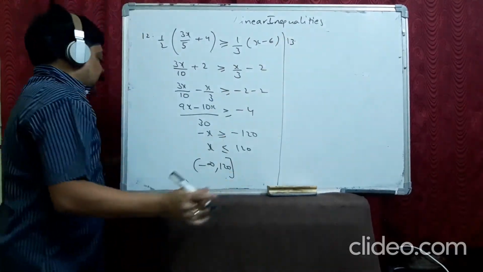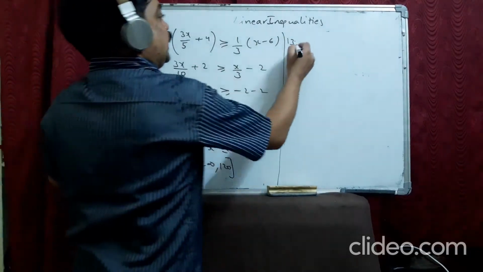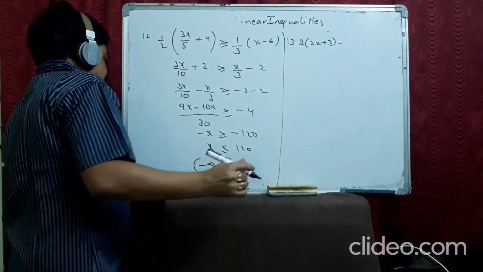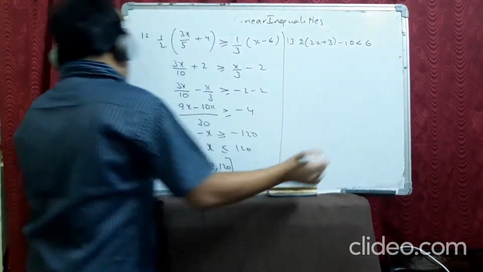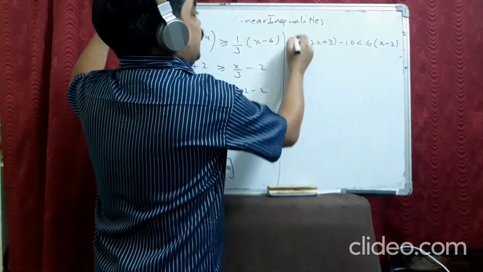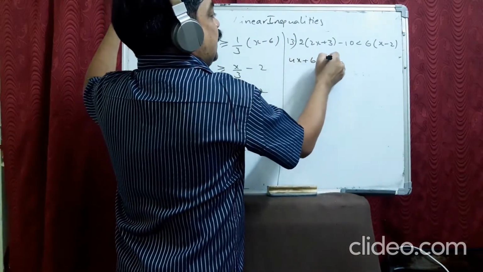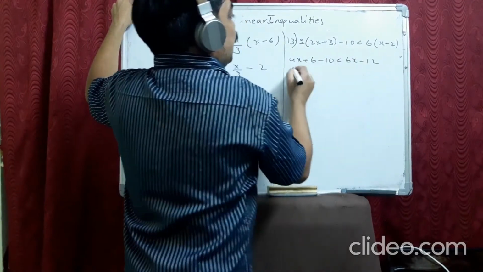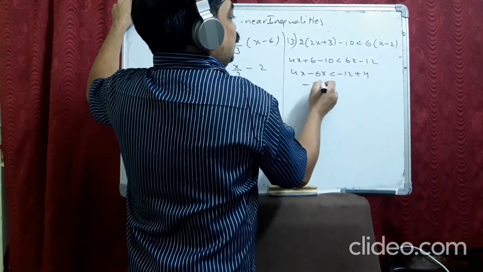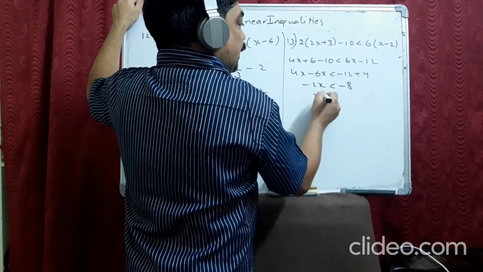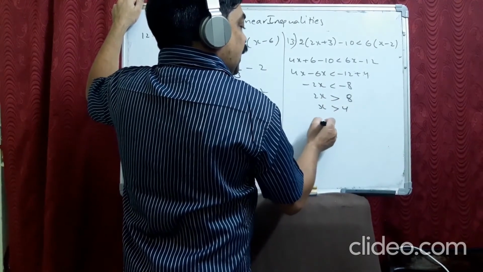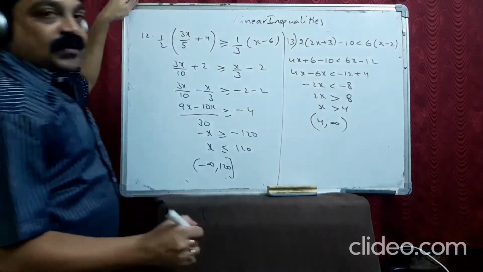Right? 13th one. 2 into 2x plus 3 minus 10 less than 6 into x minus 2. Now you multiply this. 4x plus 6 minus 10 less than 6x minus 12. 4x minus 6x less than minus 12 plus 4. So minus 2x less than minus 8. When you multiply with the minus, the inequality changes. 2x greater than 8, x greater than 4. The solution will be from 4 to infinity open. Okay?